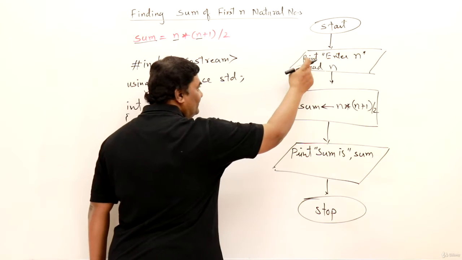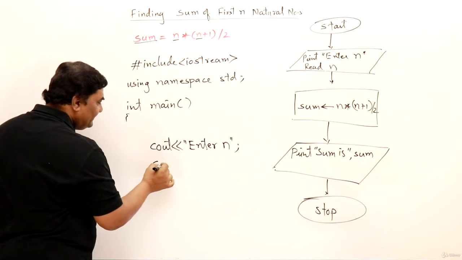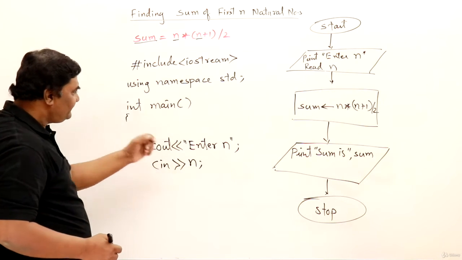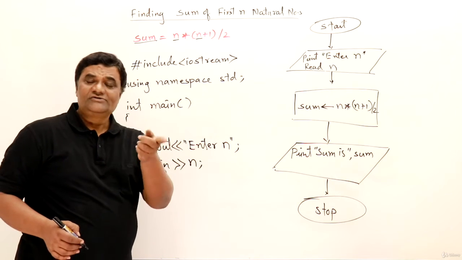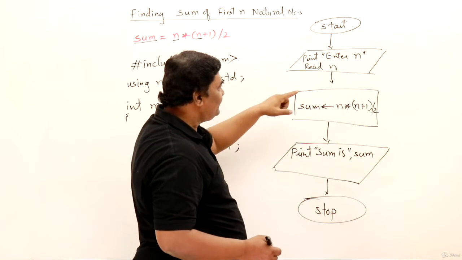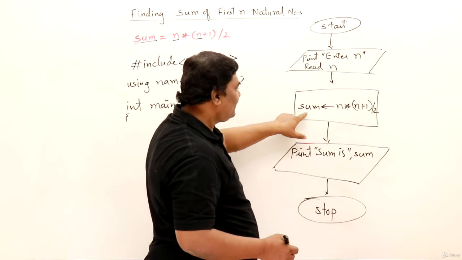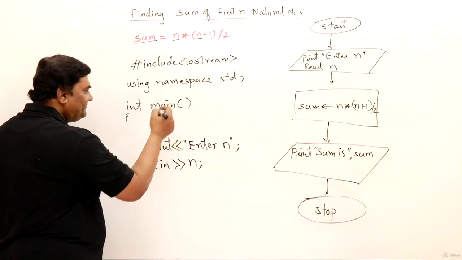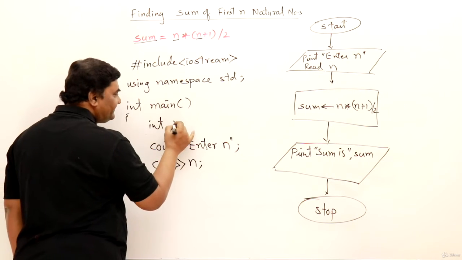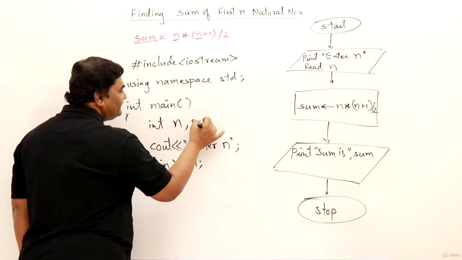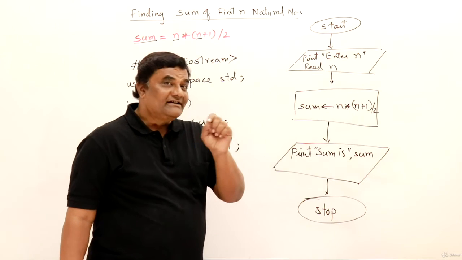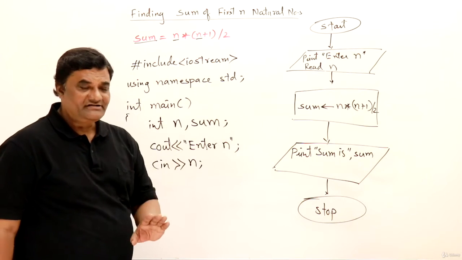Next, I should read the value. For reading the value, it is cin, so say cin, extraction operator, n. What is this n? It is a variable, so I should declare the variable first. If you read this flow chart, what variables do I require? n and also the result, sum. Which type is it? It should be integer type, because the sum of first n natural numbers is an integer. So n as well as sum. Don't worry about the division, because you will not get a decimal result there; you will get an integer result only.